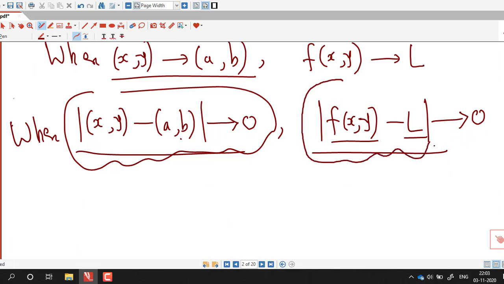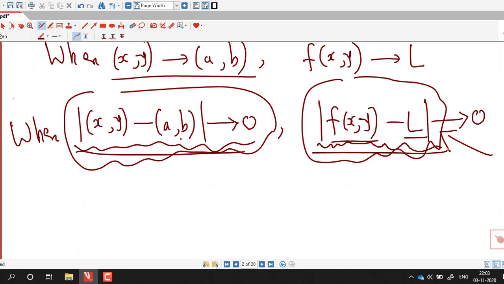So this distance depends on the distance between (x, y) and (a, b). Whenever the distance between (x, y) and (a, b) is arbitrarily small, this distance is also sufficiently small. So the distance between f(x, y) and L depends on the distance between (x, y) and (a, b). Whenever there is a change in the values of (x, y), there will be a change in the function. So f(x, y) depends on the behavior of these points. Whenever (x, y) is approaching the fixed point (a, b), f(x, y) is approaching L. If we can show this, then we are able to prove that the limit is L.